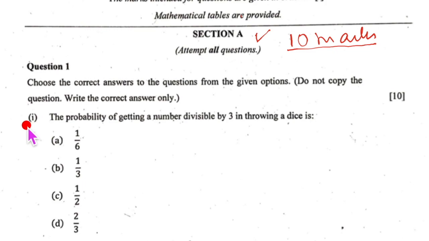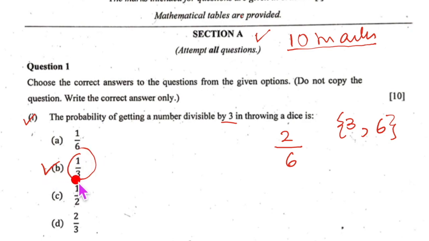So we have question 1, the first one. The probability of getting a number divisible by 3 in throwing a dice is. Now, divisible by 3 means you can have number 3 and 6. This you can write in your rough column or do in your mind. The total outcomes are going to be 6: 1, 2, 3, 4, 5, 6, right? So the probability is favorable upon total, that is 2 upon 6, which is 1 upon 3. So the first answer is 1 upon 3, that is answer B.